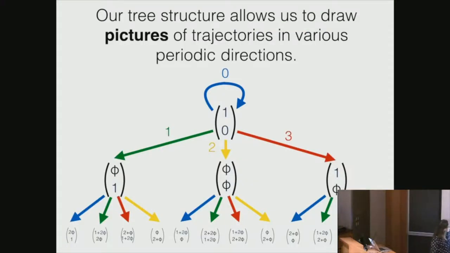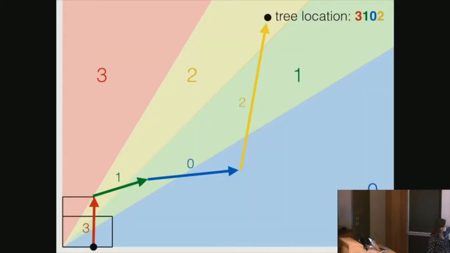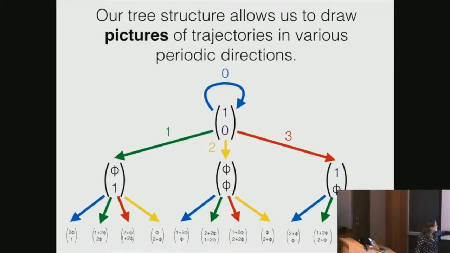So you might wonder, okay, for each of these vectors, what does it mean? And so what it means is, first you do some matrix, then you do some other matrix. So its location in the tree is just which matrices you had to multiply to get there. So for our example point, we multiply to get back out by matrix 3, and then 1, and then 0, and then 2. So it would be at location 3, 1, 0, 2 in the tree. Like this one is like 1 and then 2, or something like that.